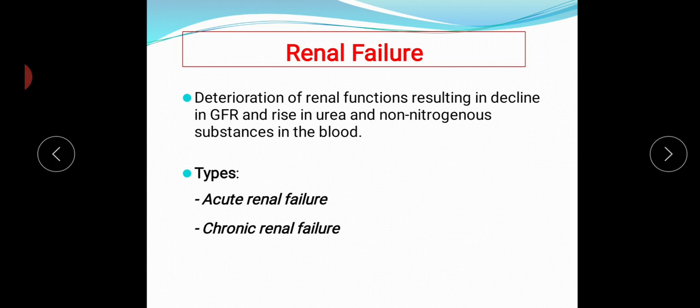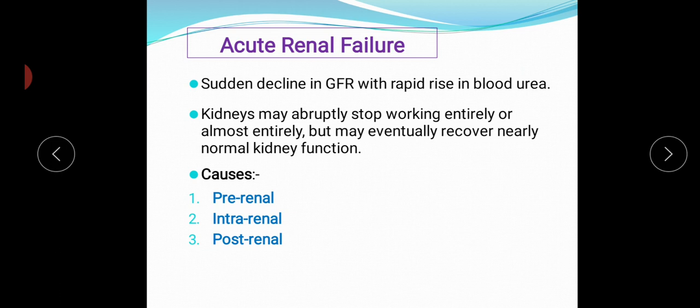Renal failure may be acute or chronic. These are the two types. First we'll discuss acute renal failure. It is a sudden decrease in the GFR with a rapid rise in blood urea and also blood creatinine level. It is sudden, within a few days or a few weeks. There will be a marked decrease in the GFR, so that will lead to an increased amount of these waste products in the blood, mainly urea and creatinine.